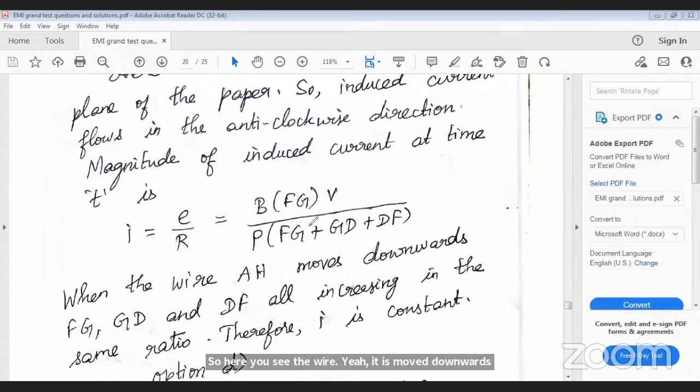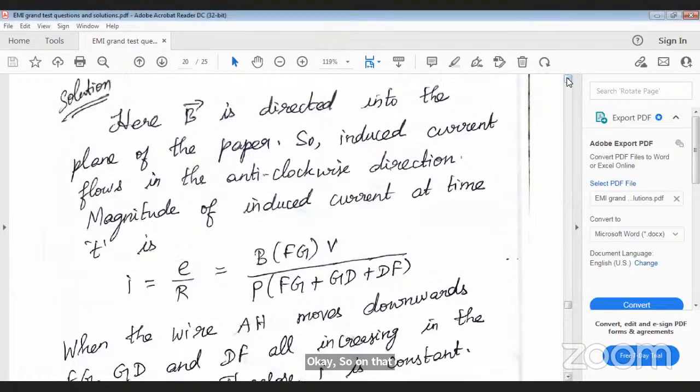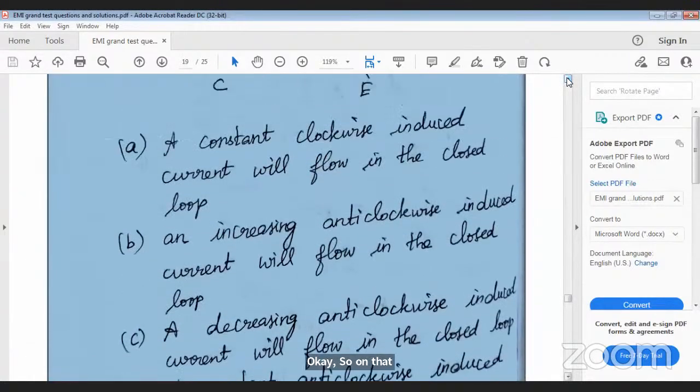That means FG, GD and DF are all increasing in the same ratio. So for that reason, the current will be constant.